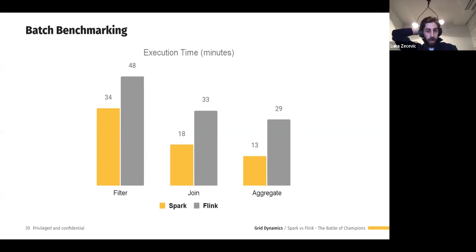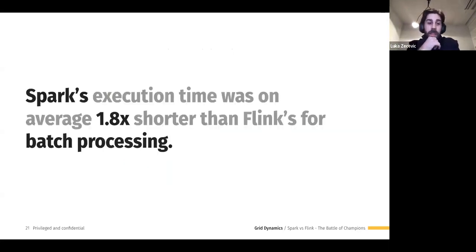So we can go on to the next slide. So yeah, like we saw, Spark execution time was on average shorter than Flink for batch processing. And as I said, that's because we use the unified sink, which is completely new.